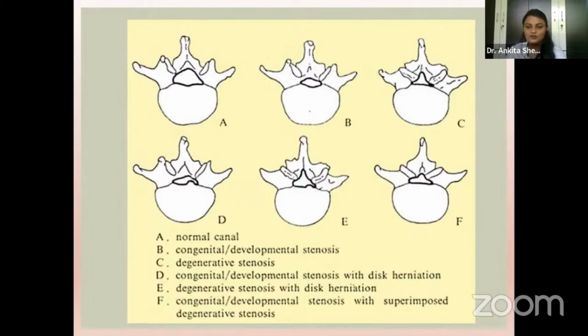And the F image shows congenital stenosis, which is superimposed with degenerative stenosis. So originally, since birth, the shape of this canal is small and narrow. Later, because of degeneration and facet joint hypertrophy, it has further caused narrowing of the spinal canal.